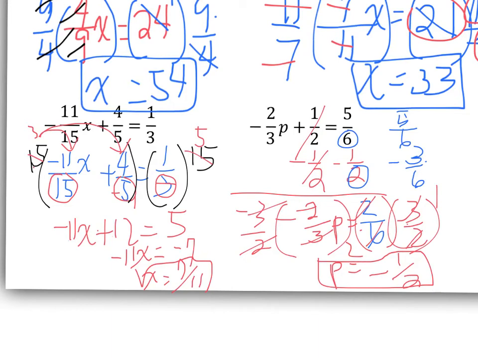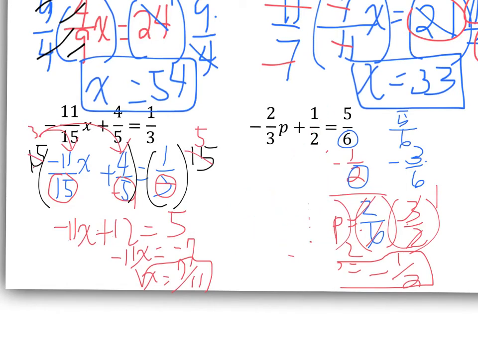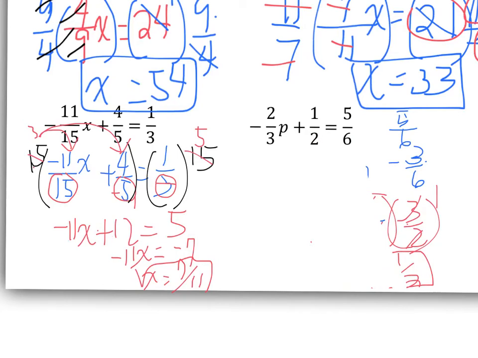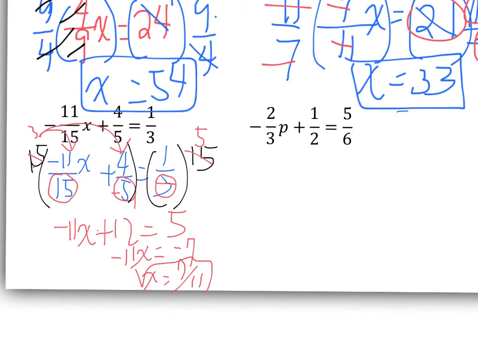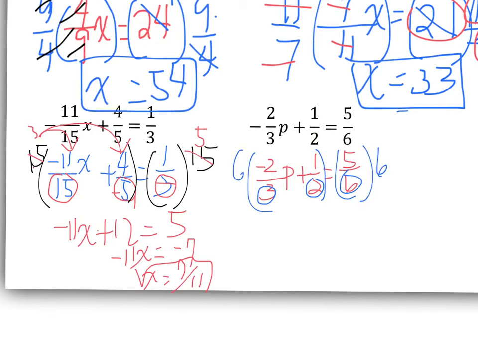Now, the other way. Going to rewrite this equation as negative 2/3 p plus half equals 5 over 6. And the LCD between 3, 2, and 6 is just 6. Alright, and multiply both sides by 6. And let's use the distributive property.